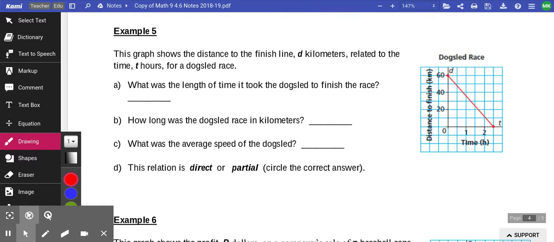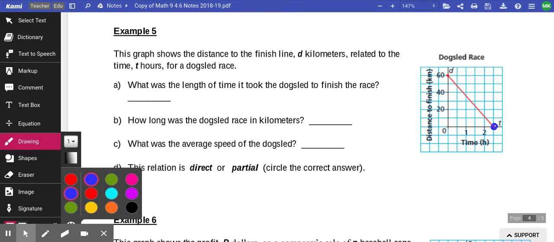So what was the length of time it took for the dog sled race to finish? It would have finished at the end of the line I got here, right there. That's the distance to the finish. It's at 0. That means that's when it finished. It took 2.5 hours. How long was the dog sled race? Well, the length of it would be however far away you were at the start, which would be right there in green. That'd be 60 kilometers.